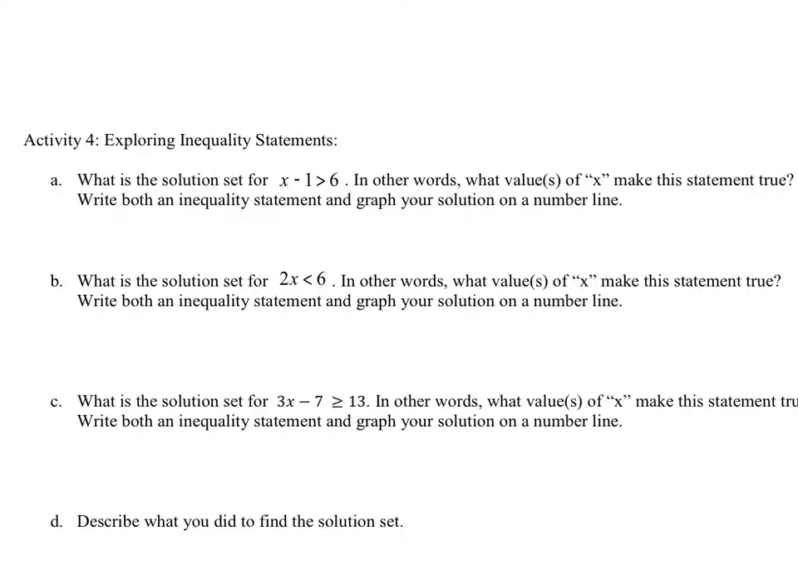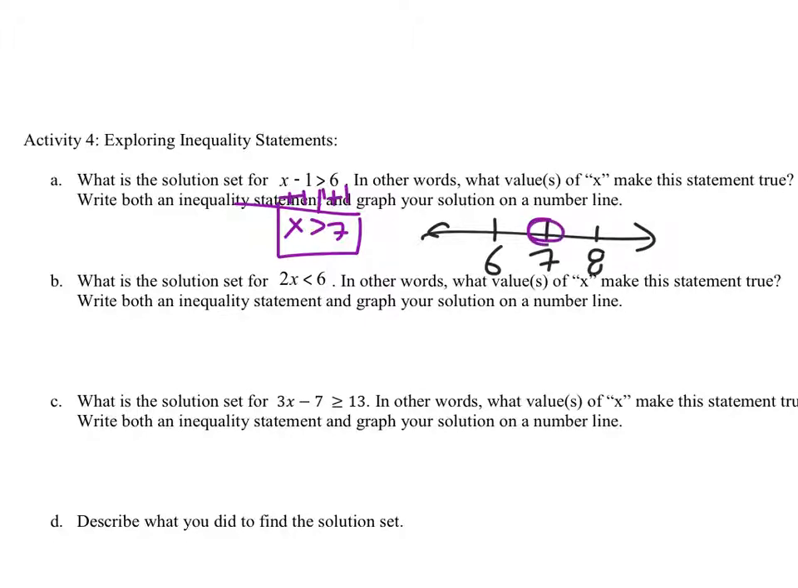What is the solution set for x minus 1 is greater than 6? In other words, what values of x make this true? Write both an inequality statement and then graph it. Well, for this one, we would add 1 to both sides. So we'd add 1 right here. We get x is greater than 7. So that's the inequality. Next, we just need the graph. So 6, 7, and 8. And at 7, since it's not equal, it's open. And it is eating the x, so it goes to the right.